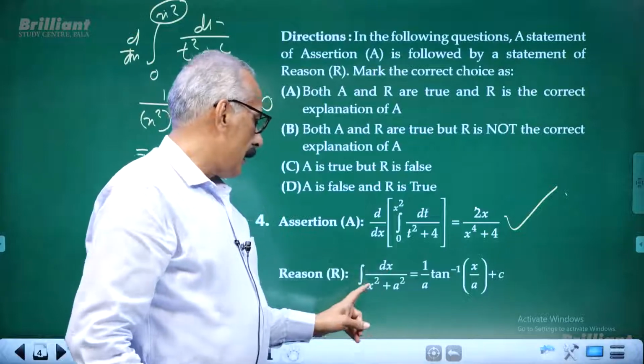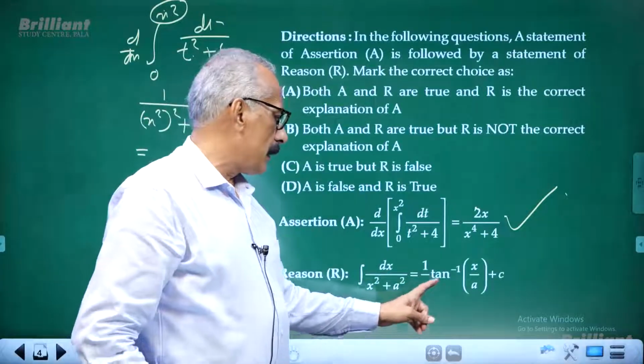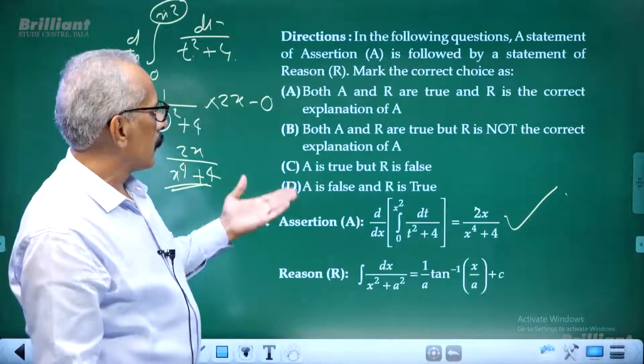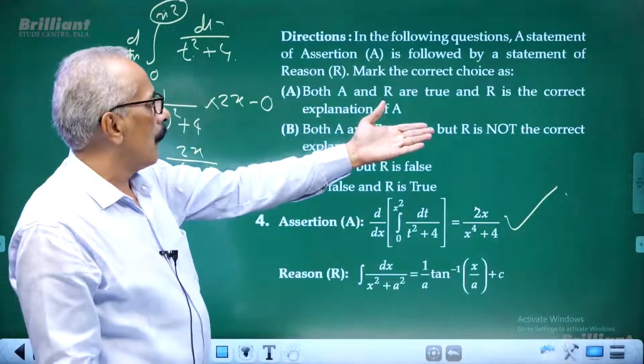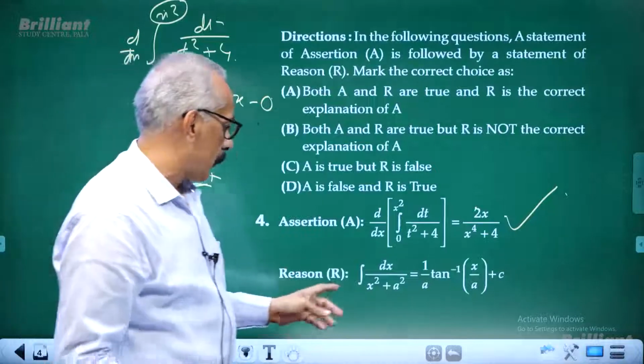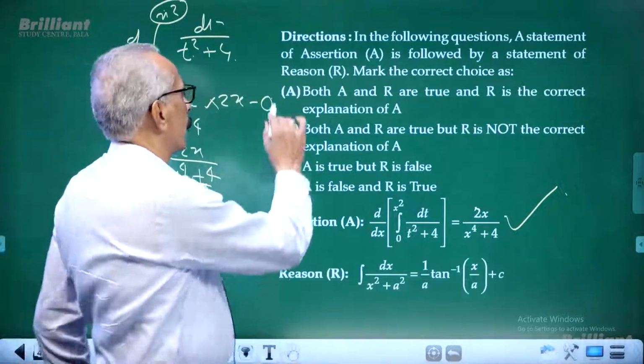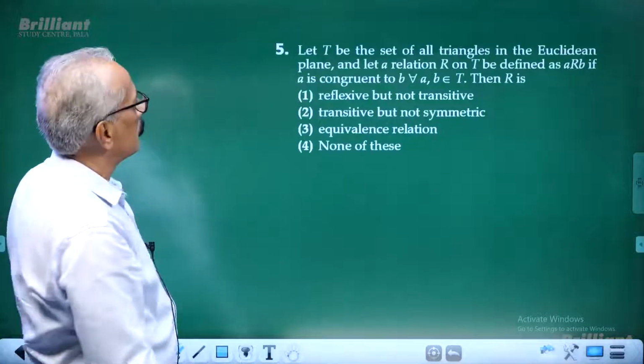Now integral dx divided by x square plus a square is 1 by a tan inverse x by a. Definitely that is right. So both are correct, R is true and R is the correct explanation. You can say that, all right. Because of this the derivative will be. Okay. So here also, next.